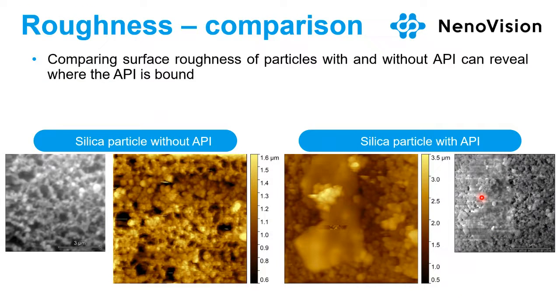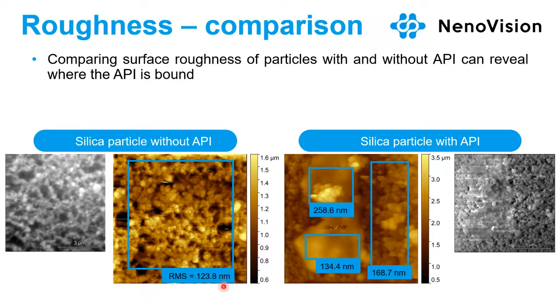So for the comparison, we first corrected the shape of the particles. So we flattened the surfaces and then measured the roughness. We found out that on silica particles without active ingredient, the roughness is approximately 123 nanometers. In the case of silica particles with active ingredient, it's quite different, depending on where we are.